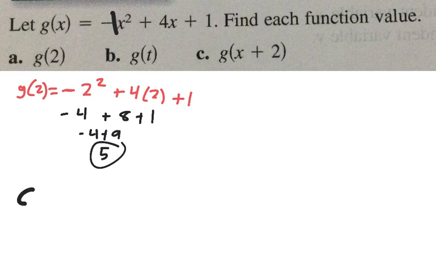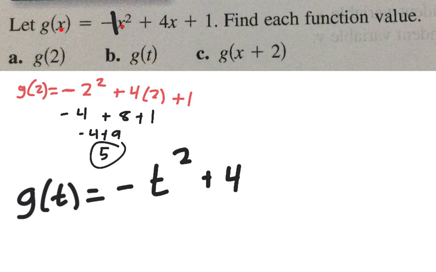Next, B tells me to evaluate g at t. So this is where people always start getting confused, and please don't. What does g evaluated at t mean? It means everywhere we used to have an x, we're now going to substitute a t. So this is going to be negative t squared plus 4 times t plus 1. And I'm finished.